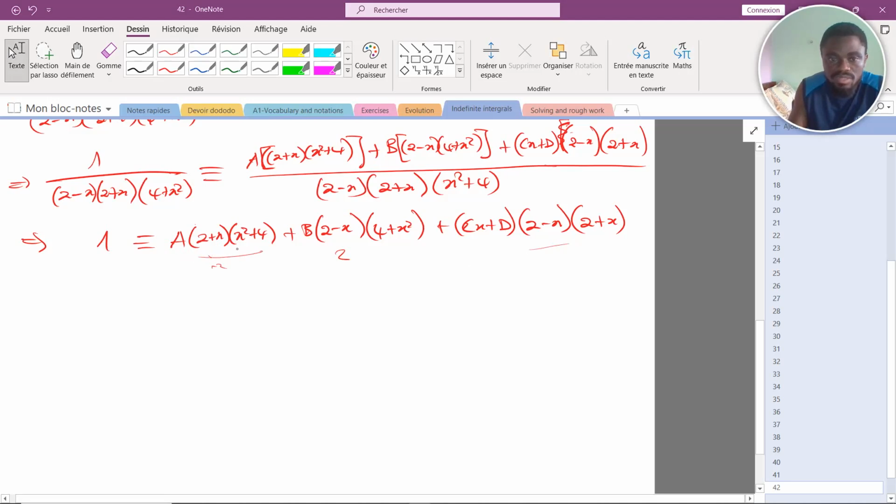How can I eliminate this? To eliminate this, I'll substitute x here by what? Minus 2 for this to become 0. And when I substitute also minus 2 here, all of this will become 0. That will permit me to calculate a and b. And from there, I will develop the remaining expression in order to find c and d. Okay, very good.